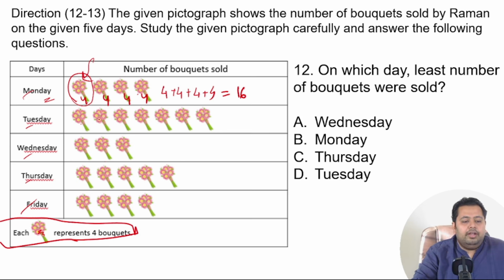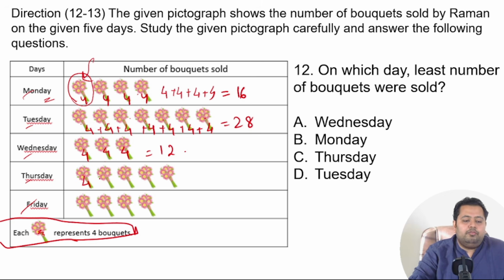Now here you have 1, 2, 3, 4, 5, 6, 7. So you have to add 4 seven times, right? And this will come out to be 28 if you do the addition. Wednesday it is 4 plus 4 plus 4, just 3 times 4. This comes out to be 12.